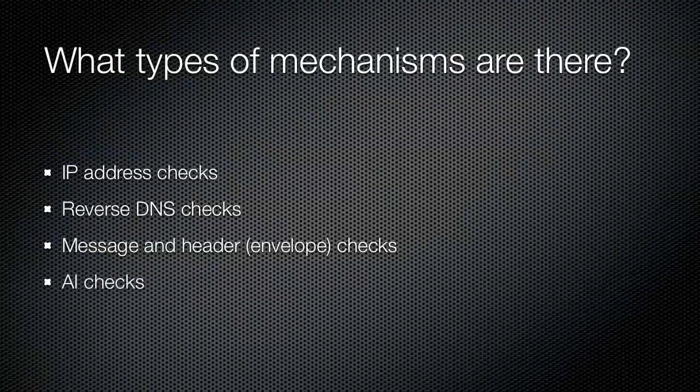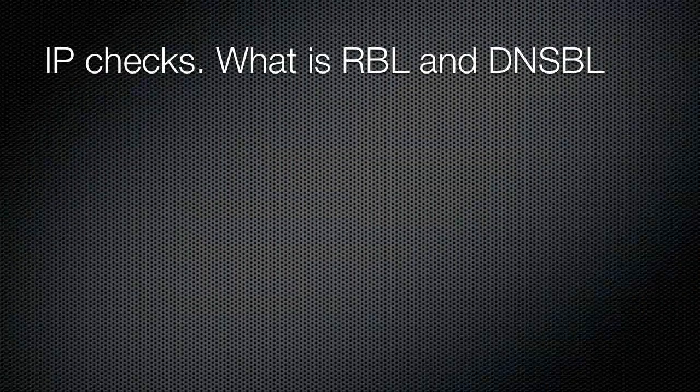And obviously, if you didn't catch anything on the previous steps, you can catch it with artificial intelligence checks. Those are filters that can be taught how to catch and how to distinguish spam from not spam. So let's review IP checks.